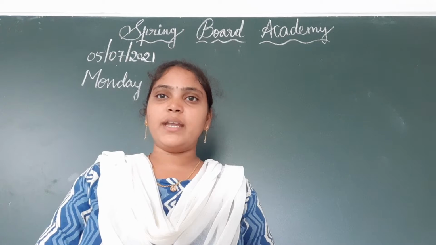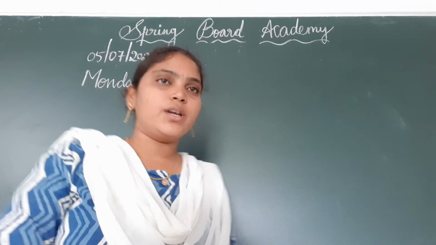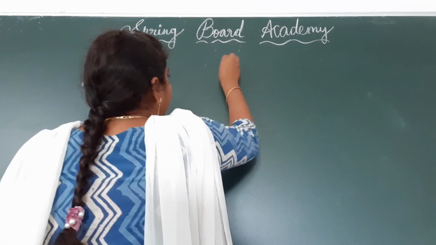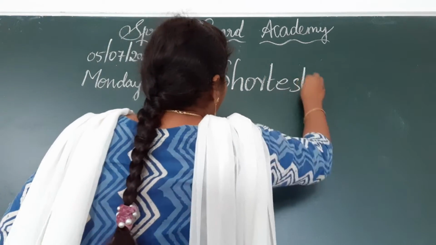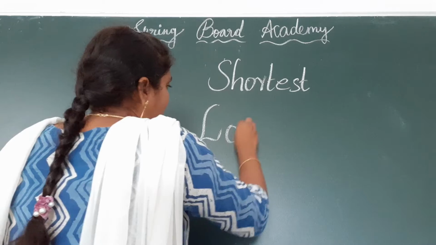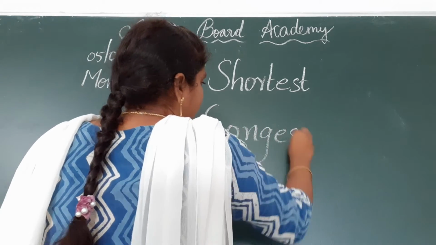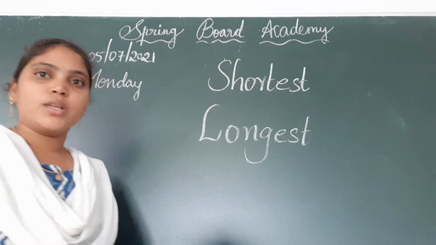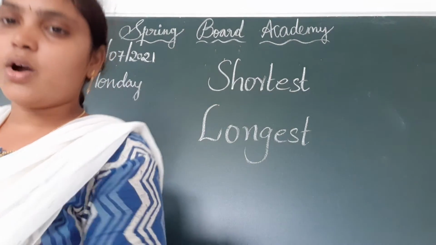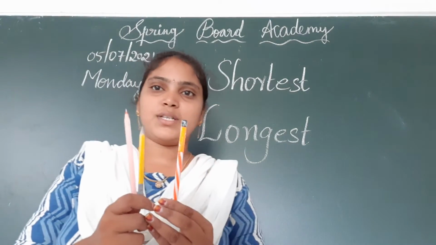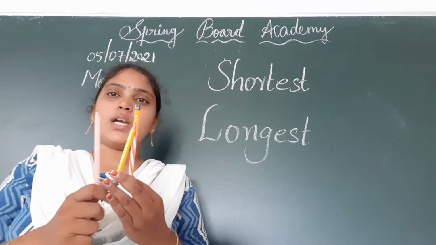When we compare more than two objects, we use shortest and longest. Here I am showing three objects, children. So now how can we compare these?